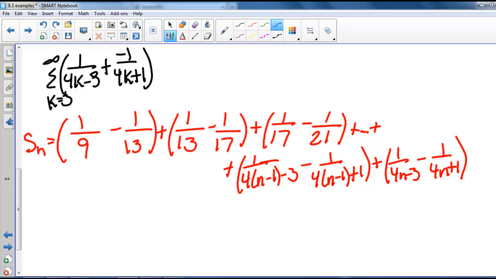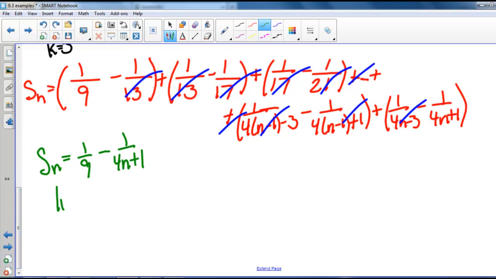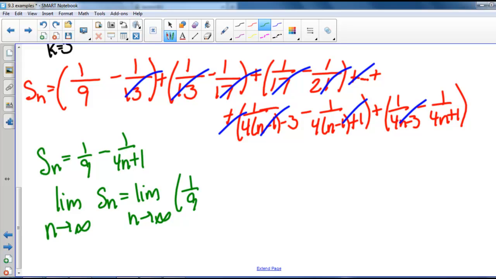So terms are going to cancel out, and we're going to be left with S sub n equals 1/9 minus 1 over 4n plus 1. So now we want to find the limit as n goes to infinity of S sub n. So the limit as n goes to infinity of 1/9 minus 1 over 4n plus 1 equals 1/9. So our series converges to 1/9.